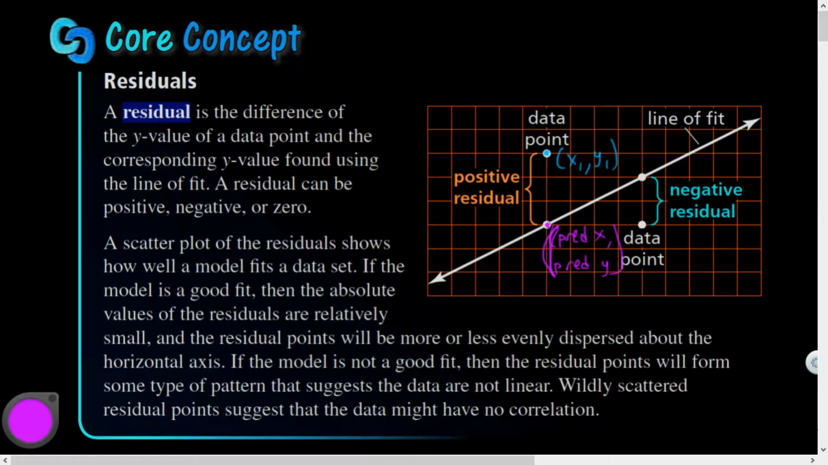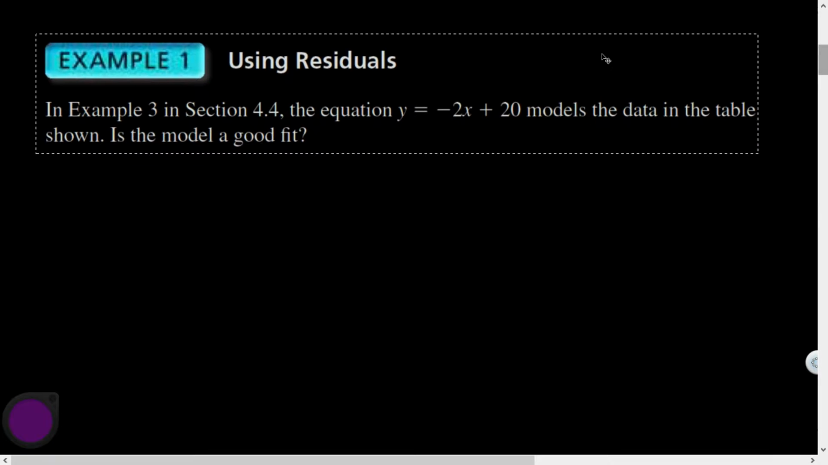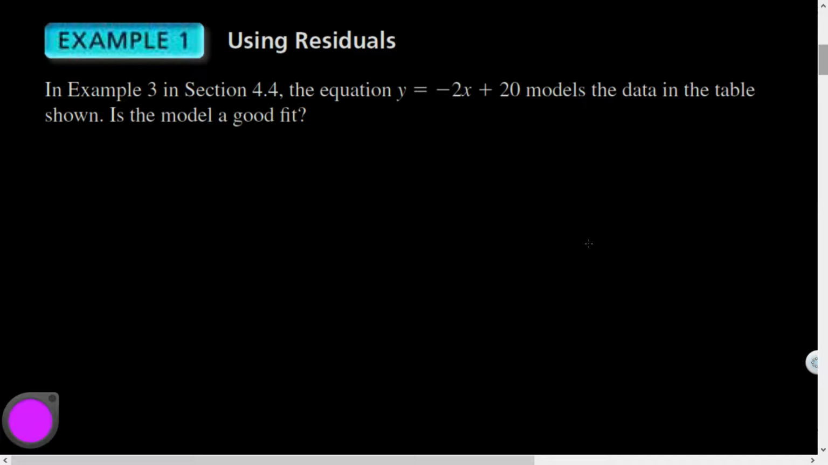So let's use some residuals to estimate how well an equation represents the data. Here's example 1, using residuals. It says in example 3 in section 4.4, the equation y equals negative 2x plus 20 models the data in the table shown. Is it a good fit for the data?